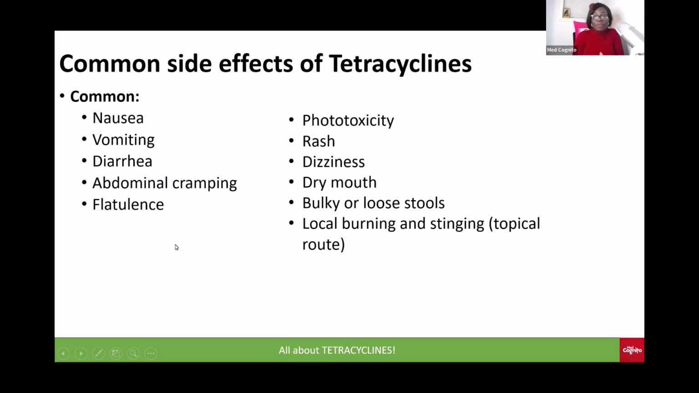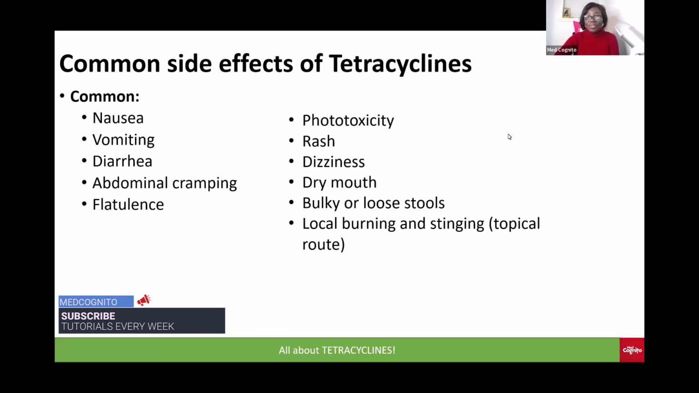So can we put in the chat box the 3 groups of people that we are not going to give tetracycline. I would want to know that you were following.